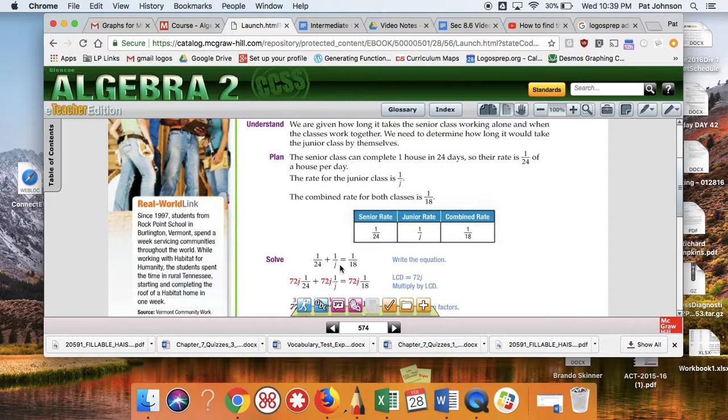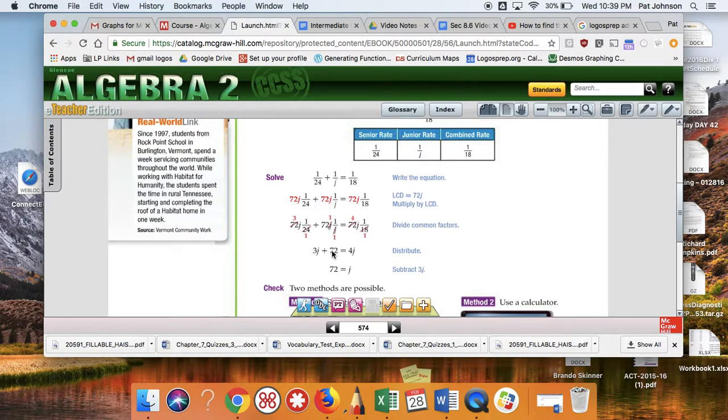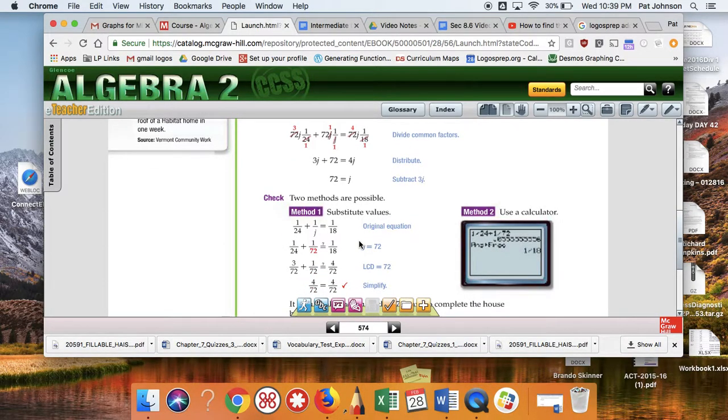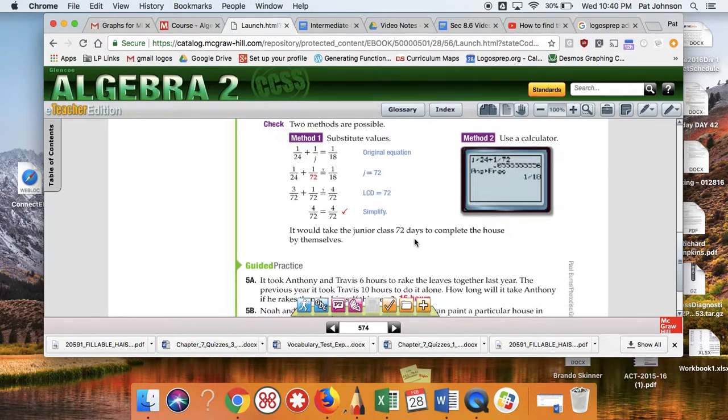So let's solve this. What's our common denominator? Common denominator is 72j, so we multiply every term by 72j. And this is no fraction, so we end up with 3j plus 72 equals 4j, and j equals 72. So we can substitute it back in and get a true statement, or we could put this in our calculator and find what that value is.